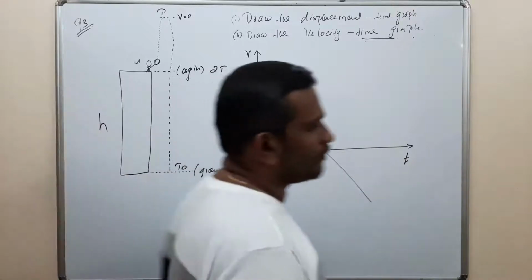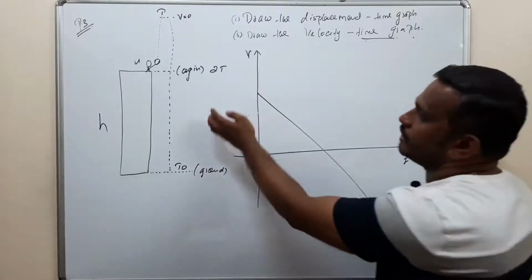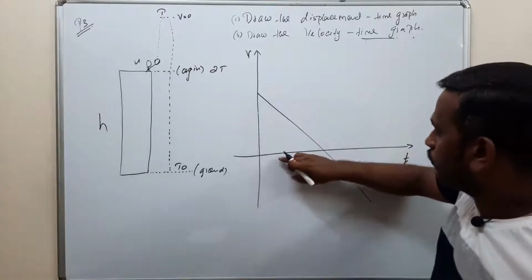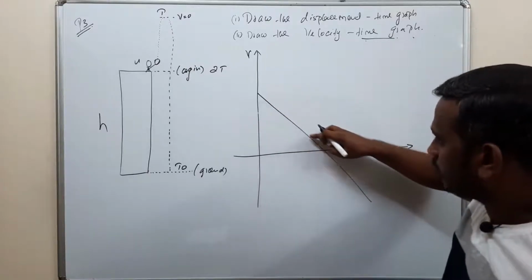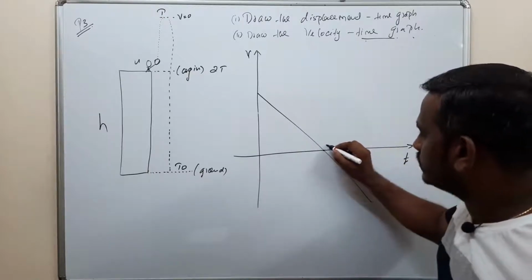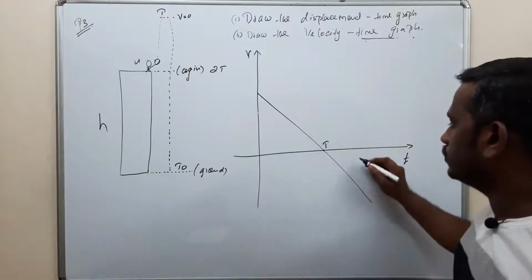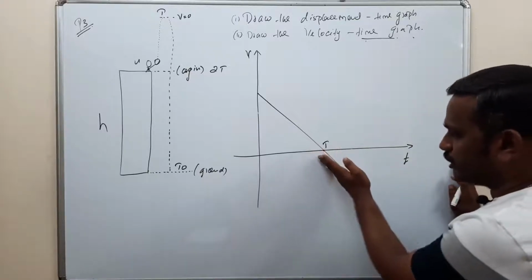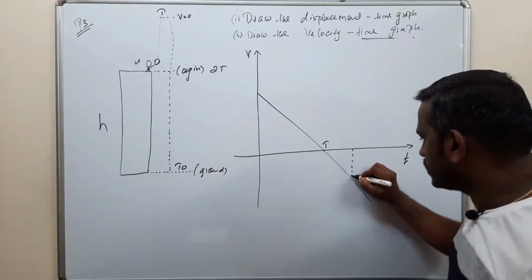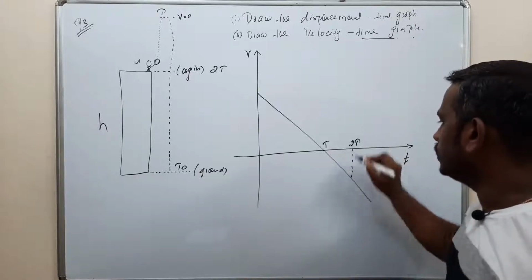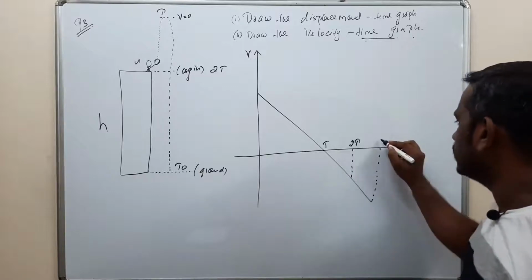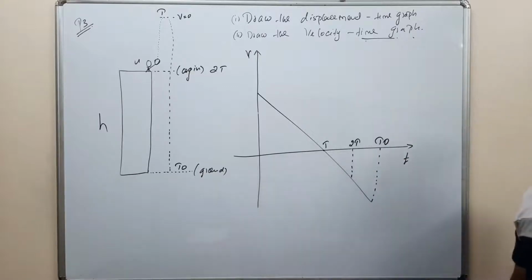It has a certain initial velocity. As time goes on, the velocity decreases. At this point the velocity becomes 0, and this time is t. After that, the velocity is in the negative direction. This is the velocity at time 2t, and this is the velocity when the ball reaches the ground, that is t0.